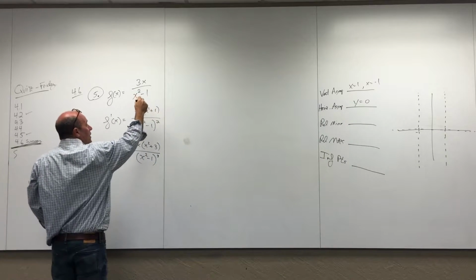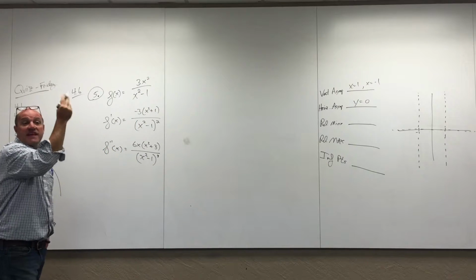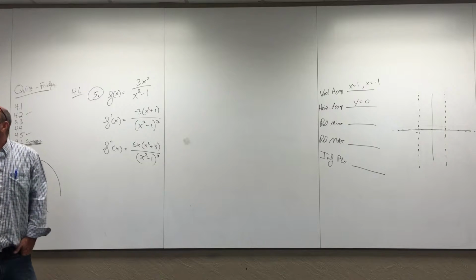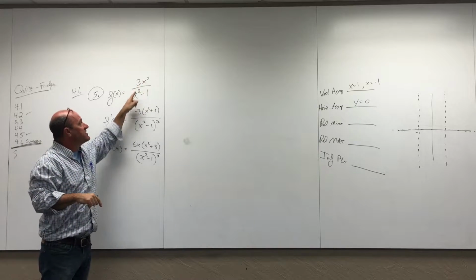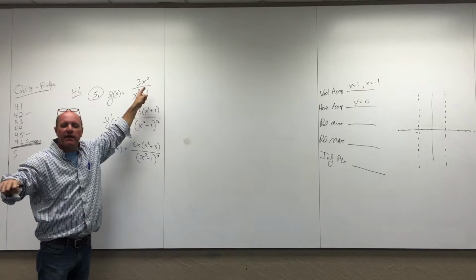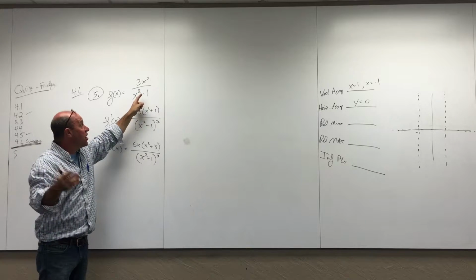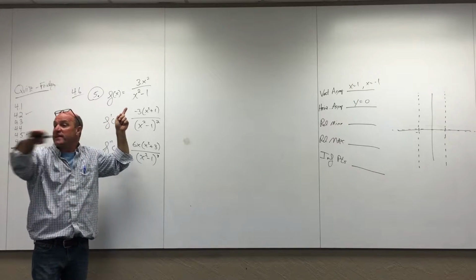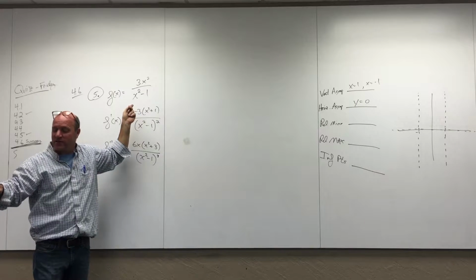What if this would have been a 3x squared? Now they have the same degree. Do you know what the rule is when they have the same degree? It's the ratio of the leading coefficients. Now, this is a different problem, I'm sorry. If I made that squared, they have the same degree. As x goes to infinity, it goes to the ratio 3/1, and there's a horizontal asymptote at y equals 3. So the horizontal asymptote would be y equals 3.